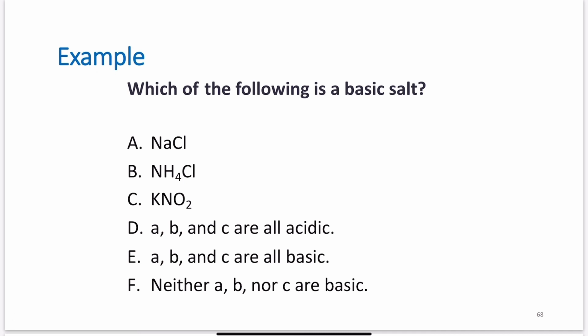NaCl comes from Na+, or breaks apart into Na+ and Cl-. Na+, think about sodium hydroxide, completely neutral. Cl-, conjugate base of HCl, very, very stable. This will be neutral.